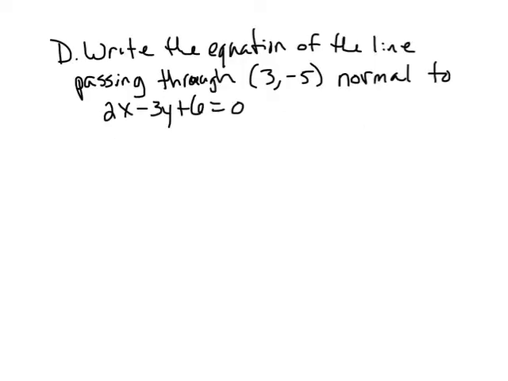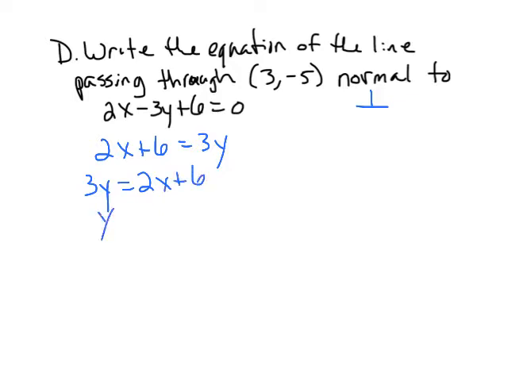So we're going to finish with an example, and it says, write the equation of the line passing through (3, -5), normal to 2x minus 3y plus 6. So normal means perpendicular, and we're going to follow the same steps. We need to get y by itself. So if I add 3y to both sides, I get 2x plus 6 is equal to 3y. I can write that with the y on the left-hand side. Just spin the entire equation around and then divide each term by 3. I get y is equal to 2/3 x plus 2.